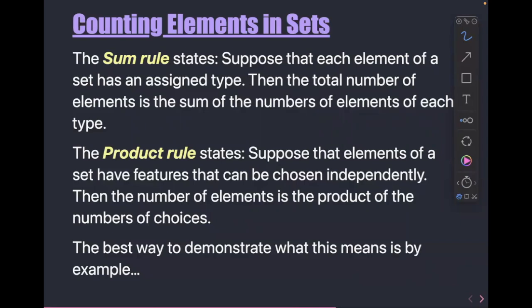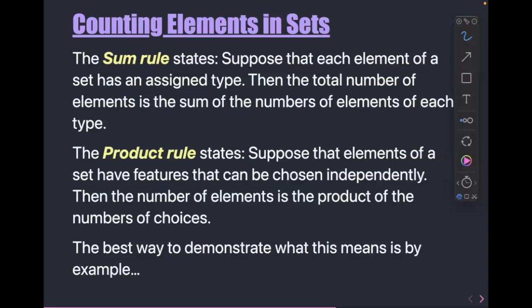There are two big rules that we're going to use, and the first is called the sum rule. If it doesn't make perfect sense in English, that's fine, because we'll give an example and then it'll make a lot more sense. The sum rule states that suppose each element of a set has an assigned type, then the total number of elements is the sum of the numbers of elements of each type. You'll see an example of this in your assignment as well. Basically, I can break up the elements of my group into different types and then sum the numbers in each of those types together, and that is the number of elements in my set.